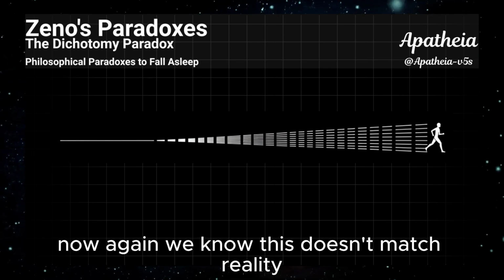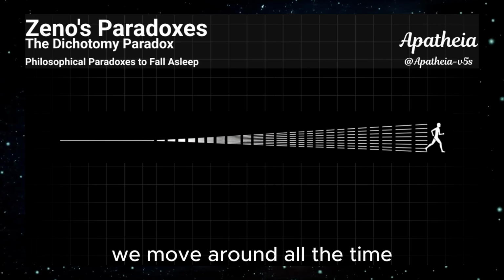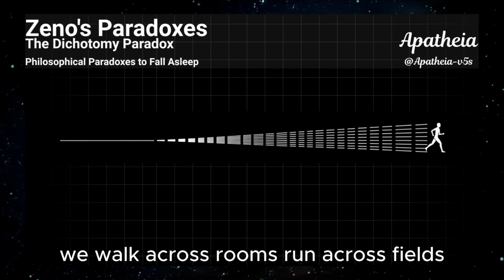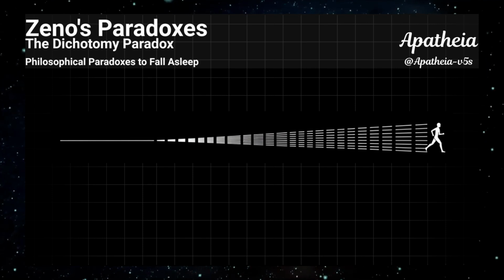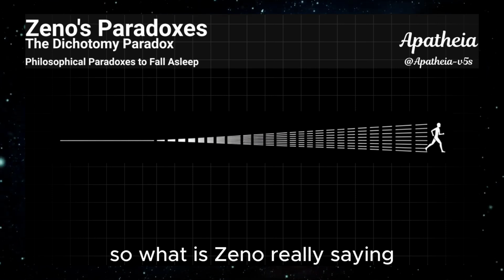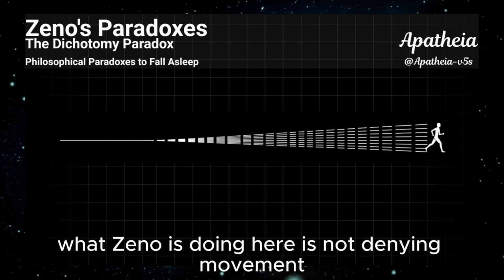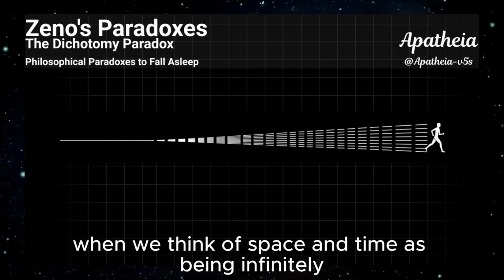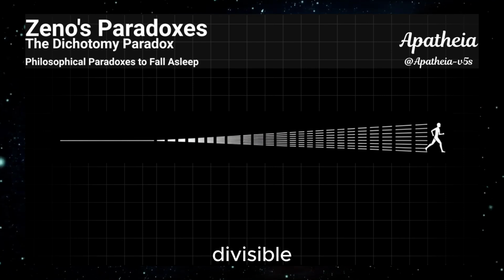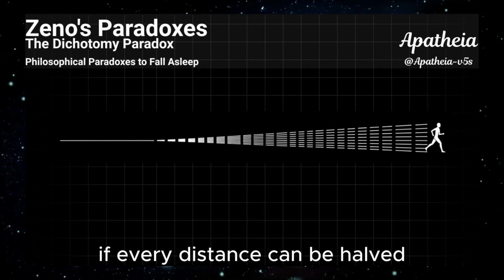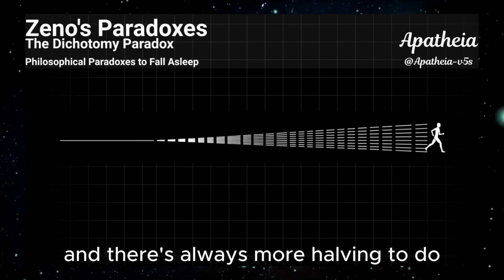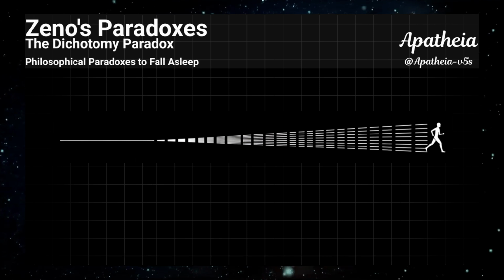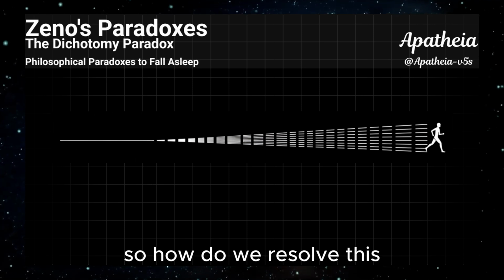Now again, we know this doesn't match reality. We move around all the time. We walk across rooms, run across fields, and drive across cities. So what is Zeno really saying? What Zeno is doing here is not denying movement, but challenging the idea of movement when we think of space and time as being infinitely divisible. If every distance can be halved and there's always more halving to do, then you never quite finish. You're always partway there. So how do we resolve this?